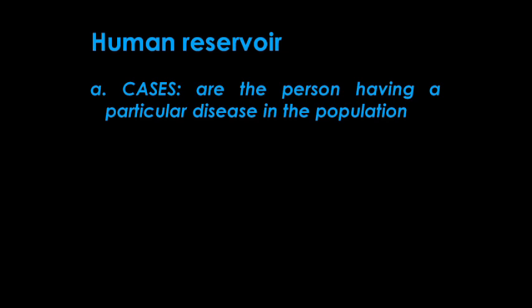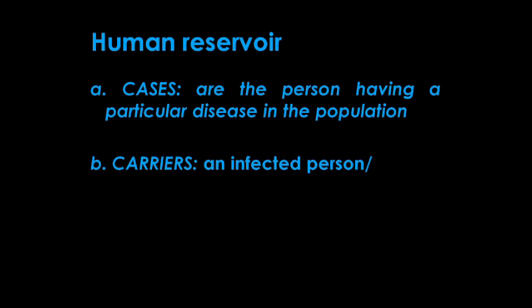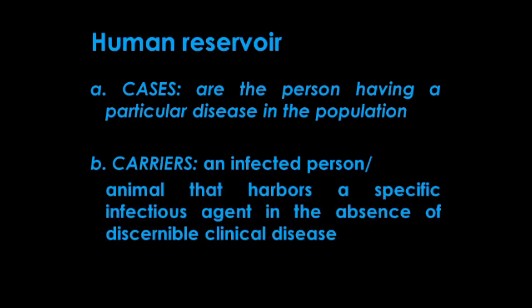Human reservoir can be a case or a carrier. So what is a case? Case is a person having a particular disease in a population. And carriers are infected persons or infected animals that harbor a specific infectious agent in the absence of visible clinical diseases. Carriers serve as a potential source of infection for others.